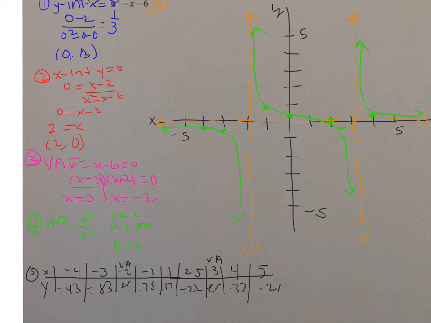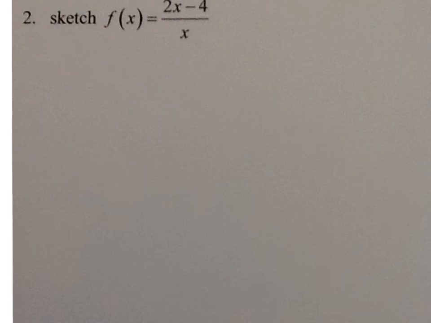All right, and let's try another one. So flip it over. Okay, so I have here, let's start with our y-intercept. Remember, that's when x is equal to 0. So I have 2 times 0 minus 4 over 0. So that's undefined because I have 0 in the denominator. So there is none here. So no y-intercept.